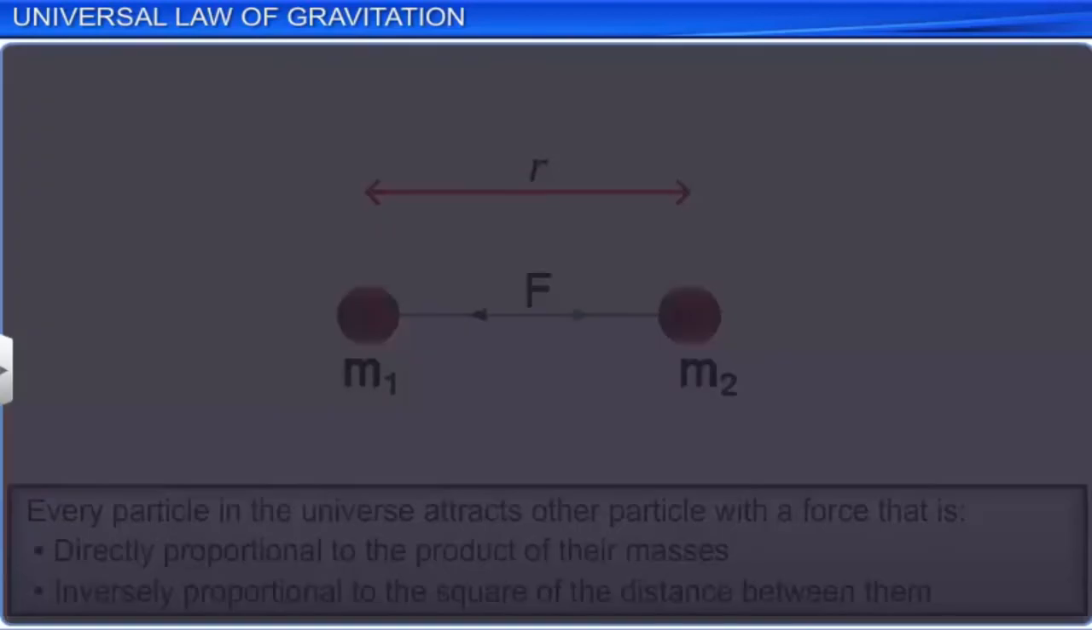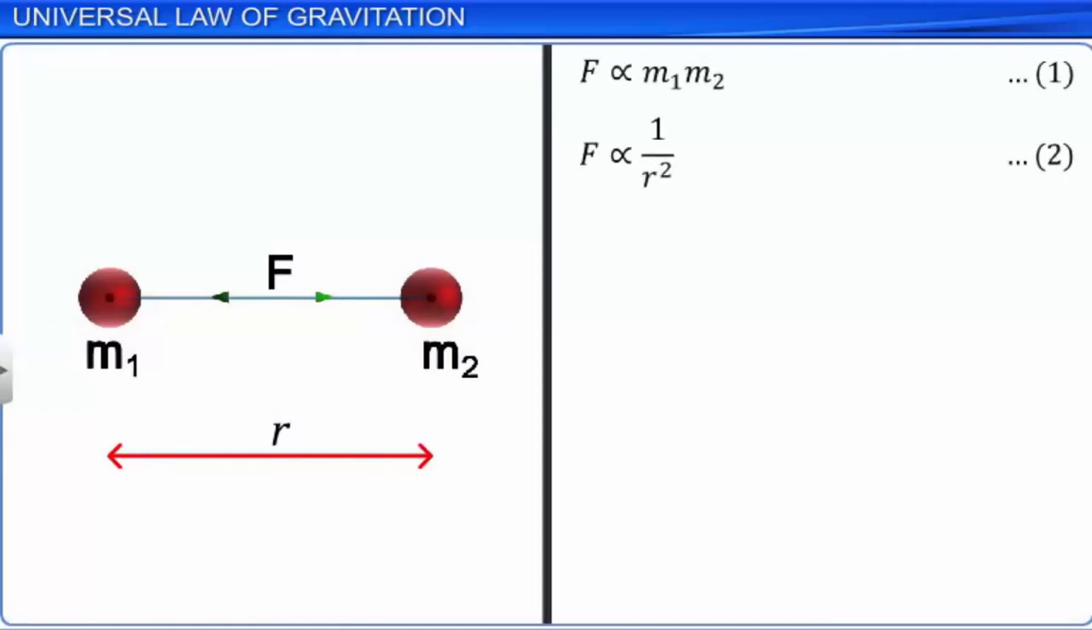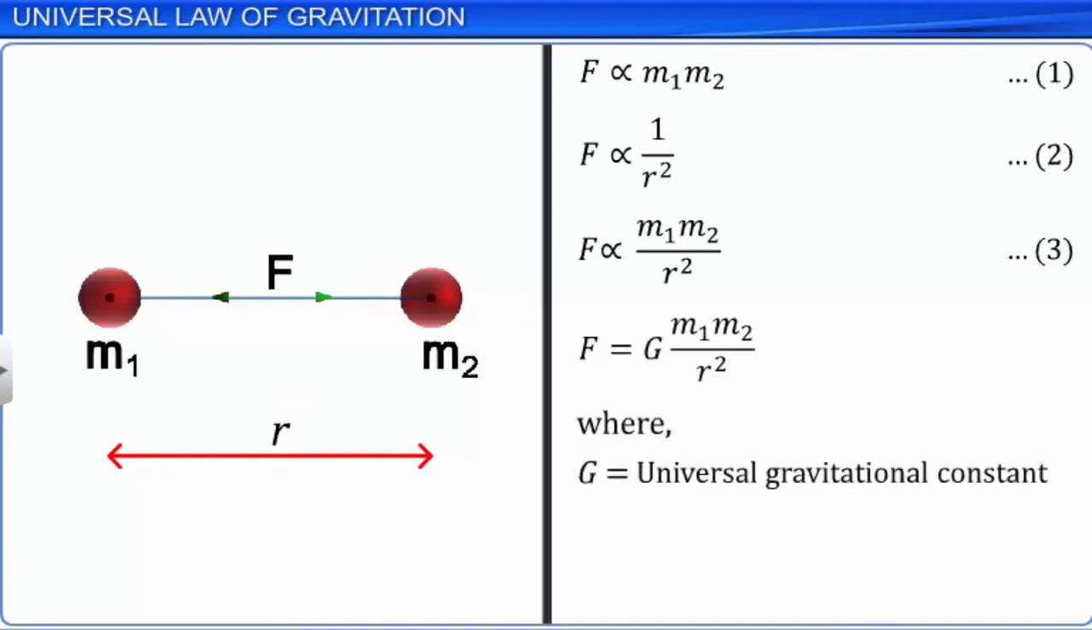Combining the two expressions, we get F is directly proportional to m1 into m2 by r square. Here, m1 and m2 are point masses and r is the distance between the two particles. Replacing the proportionality sign with the equal to symbol, we get a constant G, called the universal gravitational constant. It is called the universal constant as its value, 6.67 into 10 to the power minus 11 Newton meter square per kg square, remains the same throughout the universe.